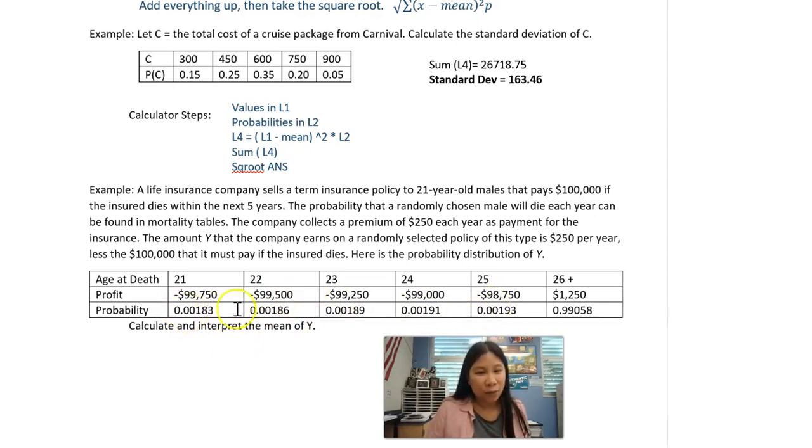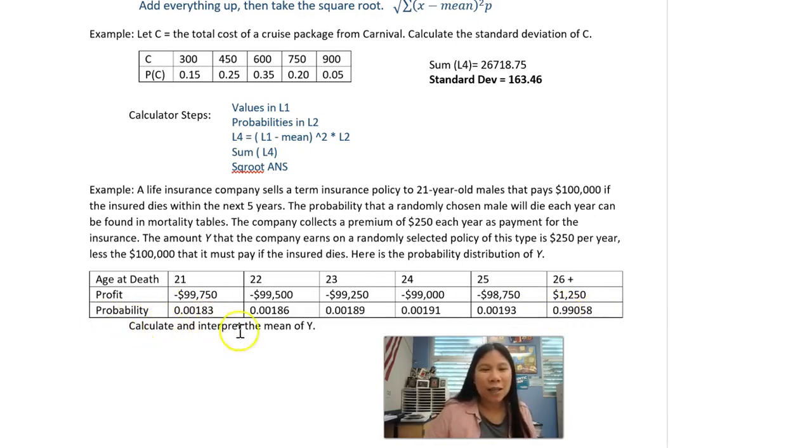But the probabilities, you look at them, probability of a 21-year-old dying is really, really low. Same thing with a 22-year-old, 23-year-old, and so on. If you make it to year 26, then this is how much the company earns, $1,250, because that's how much the insurance would have cost the person who didn't die. Every year they would have paid the $250, and the probability of that happening is pretty high, because if you're a 26-year-old, you're pretty likely to survive. There's not a whole lot of illnesses or anything that you would have died from.